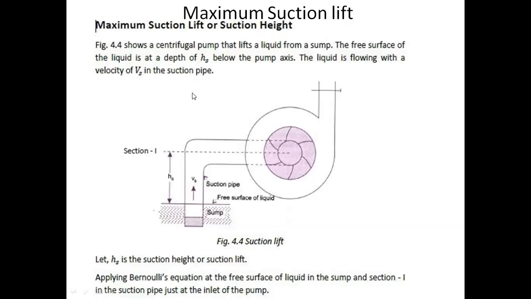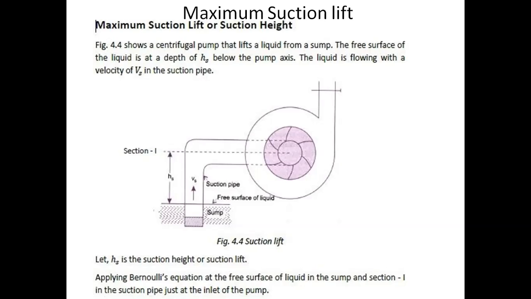This is for the maximum suction lift, or suction height. The figure shows a centrifugal pump that lifts the liquid from a sump. The free surface of the liquid is at a depth of Hs below the pump axis. The liquid is flowing with a velocity of Vs in the suction pipe. Figure 4.4, suction lift, shows the centrifugal pump that lifts the liquid from a sump.